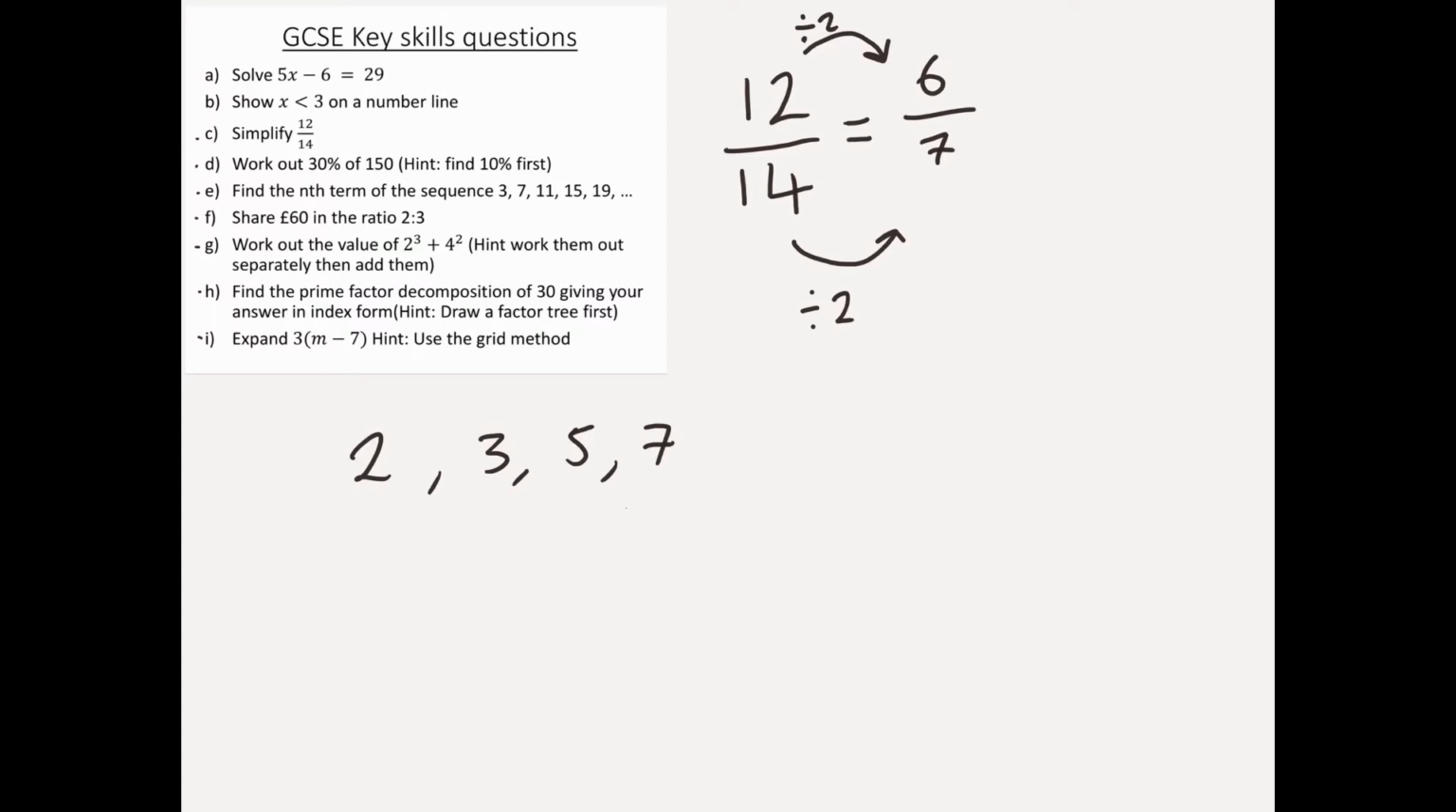Now, 6 over 7, can that be simplified? Well, 6 is equal to 2 times 3, and 7 is a prime number, so it's equal to 1 times 7. Its only factors are 1 and itself. Because none of those numbers are shared, the 2 and 3 don't match up with the 1 or the 7, that can't be simplified. 6 over 7 is our final answer.